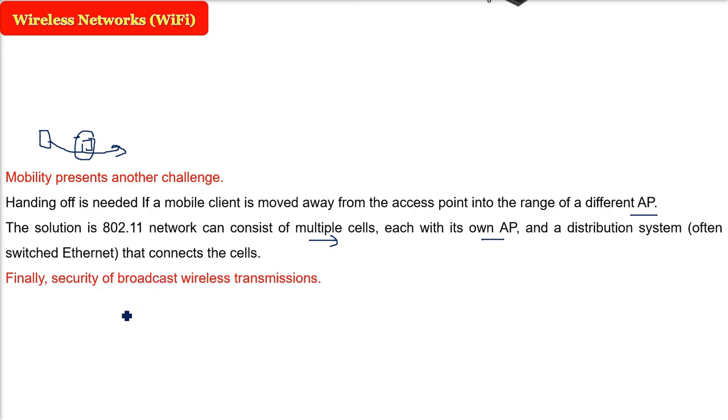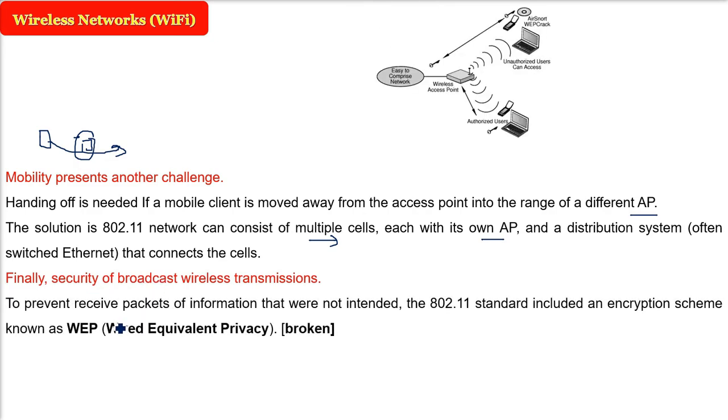There is one more issue, that is security in broadcast wireless transmission, because we don't want it to be received by anyone else. So the 802.11 standard has included encryption. If you are sending AB, make it XY. When it reaches the receiver, it can be decrypted back to AB. AB is sent, made into XY. That is the basic idea of encryption.